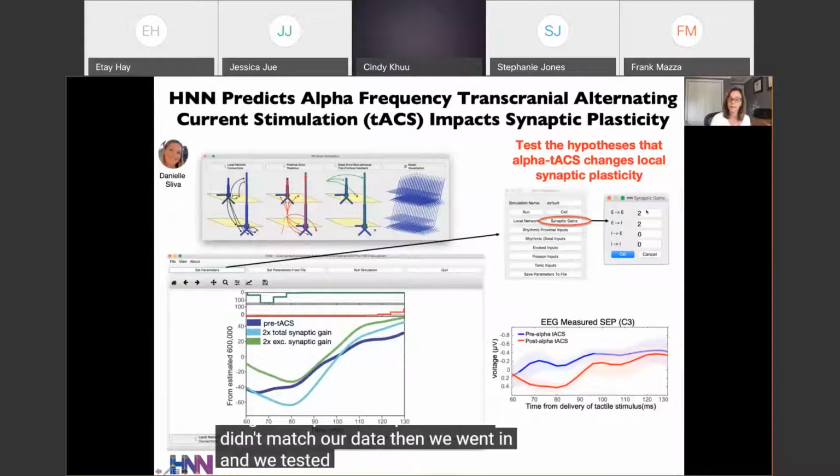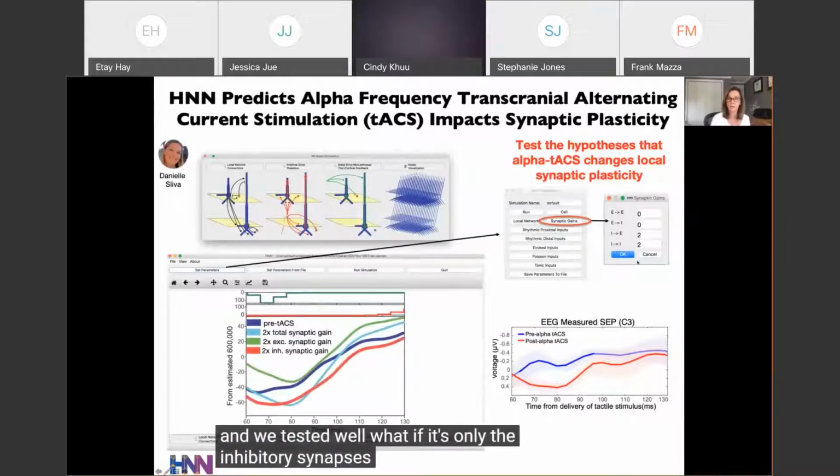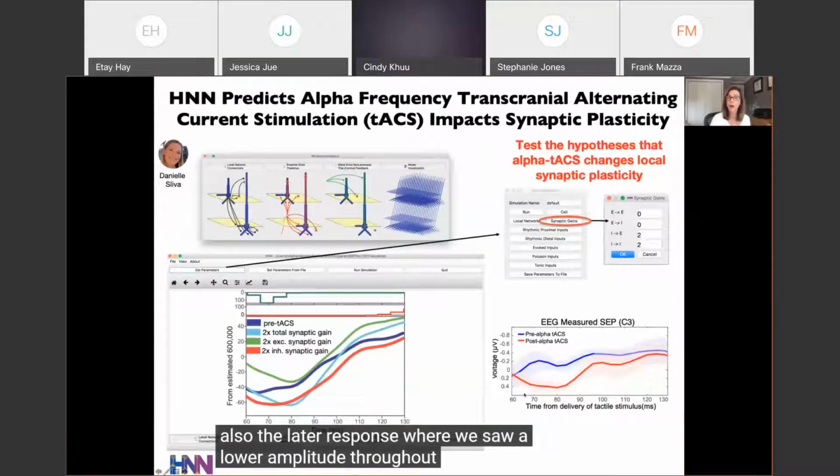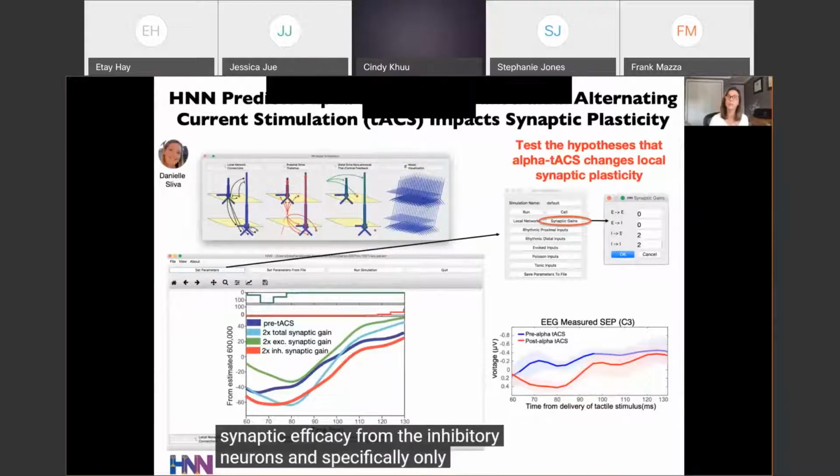Then we went in and we tested, well, what if it's only the inhibitory synapses? So here we're increasing the inhibitory synapses by 2 times their strength. And indeed, that inhibitory synapses change was able to reproduce not only this peak difference that we saw near 70 milliseconds, but also the later response, where we saw a lower amplitude throughout this post-stimulus period. And so the model is suggesting that what this alpha frequency stimulation is doing is creating a subtle change in the synaptic efficacy from the inhibitory neurons, and specifically only the inhibitory neurons.